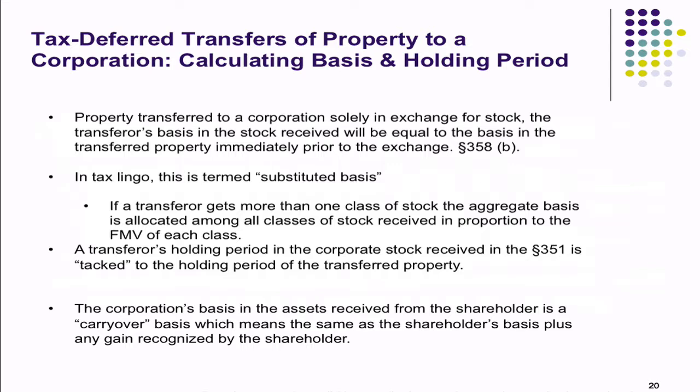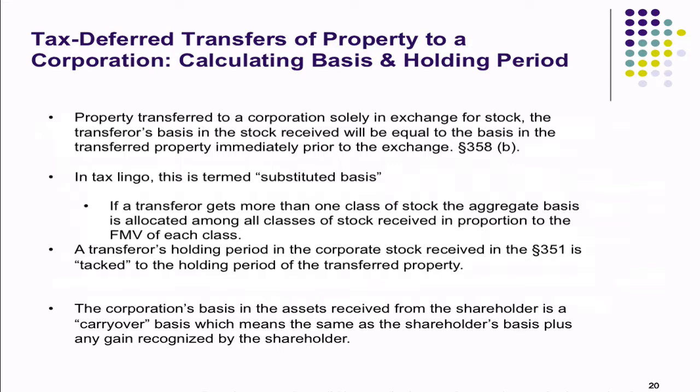Property transferred to a corporation solely in exchange for stock. The transferor's basis in the stock received is equal to the basis in the transferred property. Okay? So keep in mind that it's just an exchange of one asset for another in Congress's mind, and not much else is changing. So I get stock, and the property goes to the corporation, and the basis basically substitutes, in tax lingo, for what I get back.